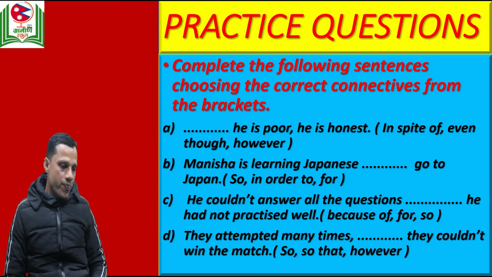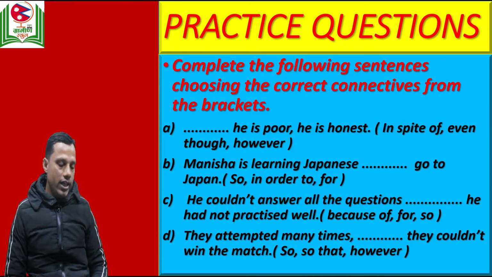Number C, he couldn't answer all the questions. He had not practiced well. Now you can guess the option easily. Because of, for, so. Which option do you think is right? Yes, you're right. He couldn't answer all the questions, for he had not practiced well. Here, why is for suitable? Here, the word for means because, right? So this option is correct.